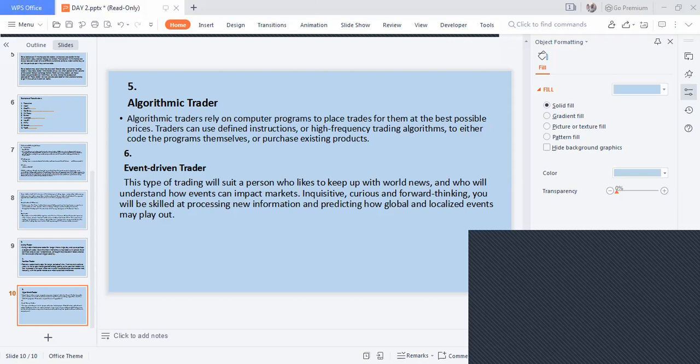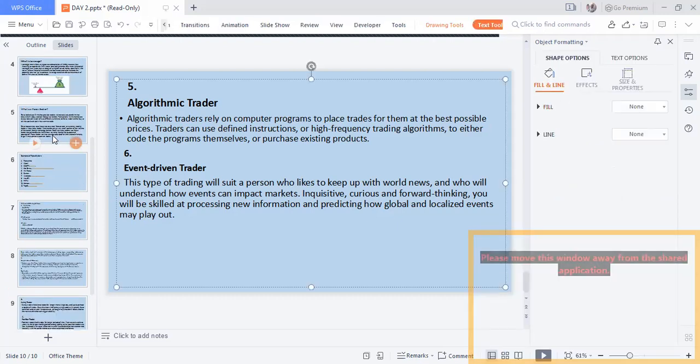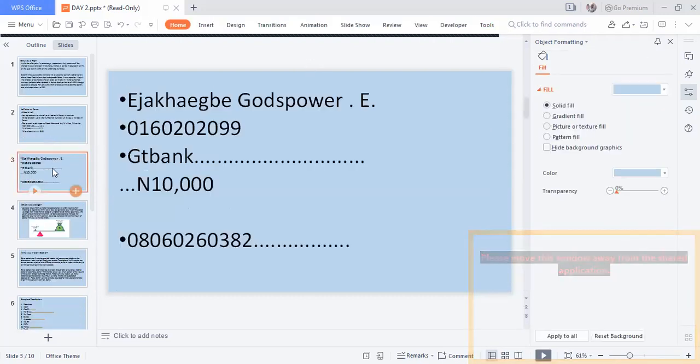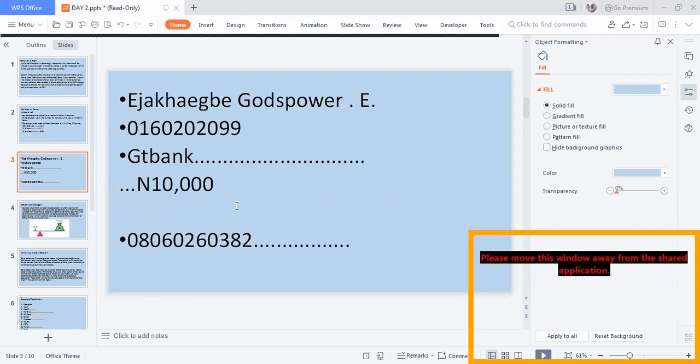Now, what is the cost to be in the advanced class? The cost to be in that advanced class is 10,000 naira. And that 10,000 naira is going for exactly 2 weeks. This is for both the training and free mentorship.